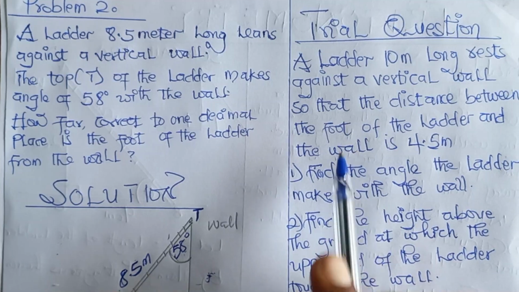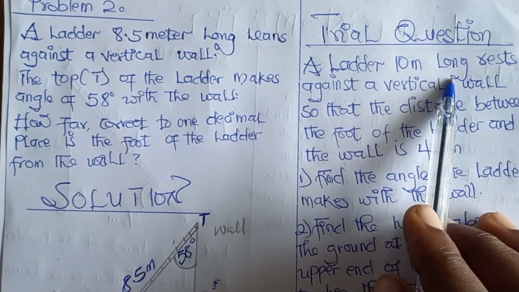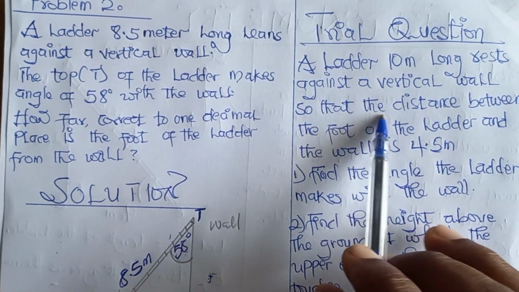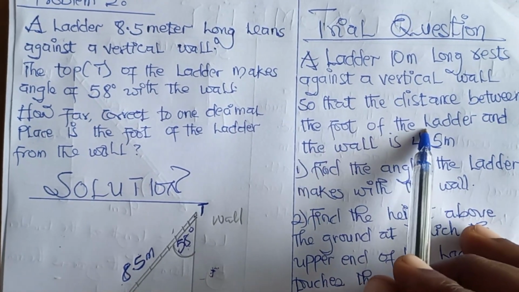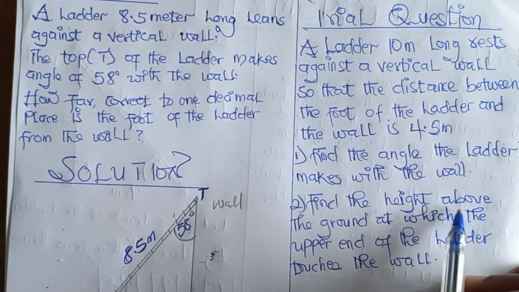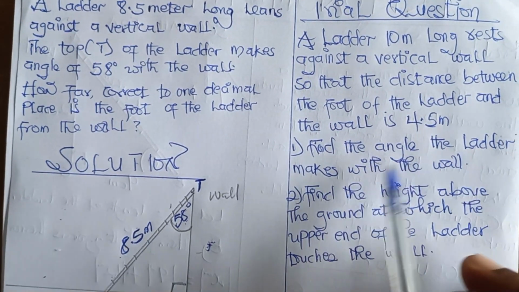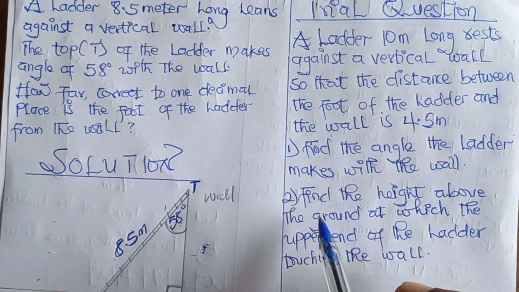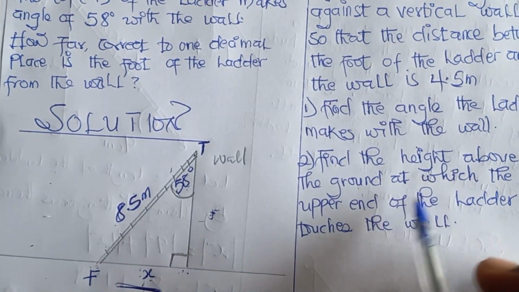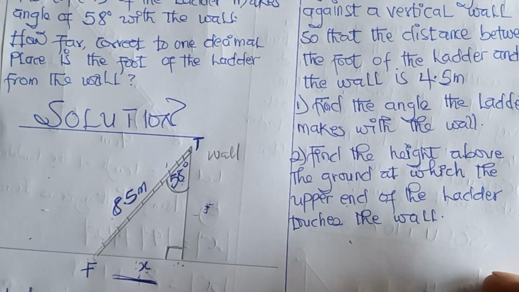Okay, so the question is: a ladder 10 meters long rests against a vertical wall so that the distance between the foot of the ladder and the wall is 4.5 meters. 1. Find the angle the ladder makes with the wall. 2. Find the height above the ground at which the upper end of the ladder touches the wall.